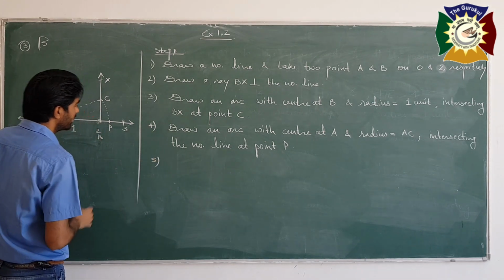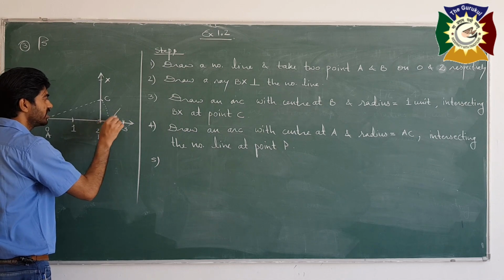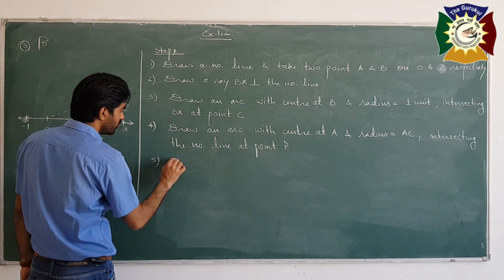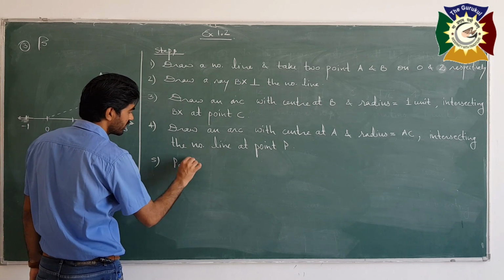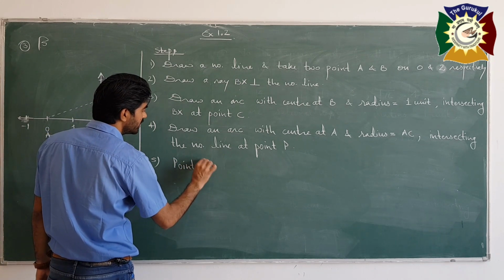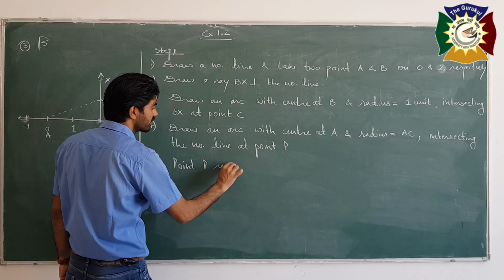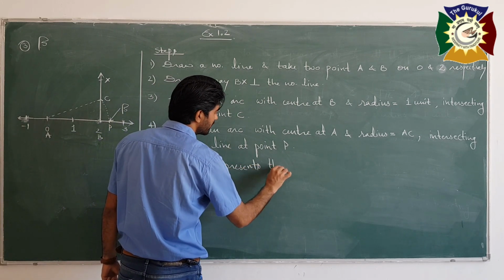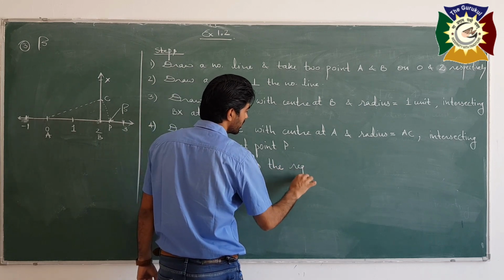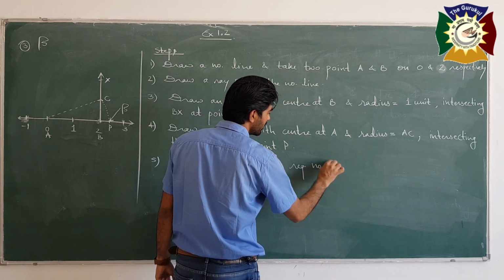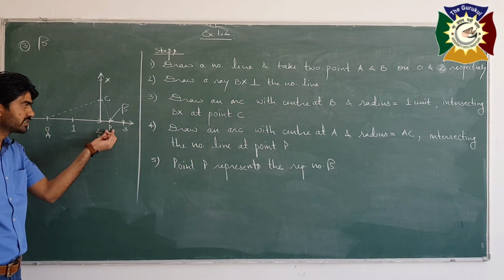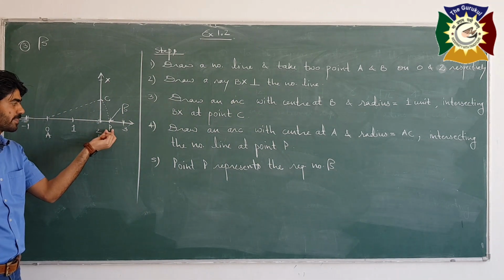So step 5, this point P is nothing but root 5. So point P represents the required number root 5. So this point is root 5. Okay.